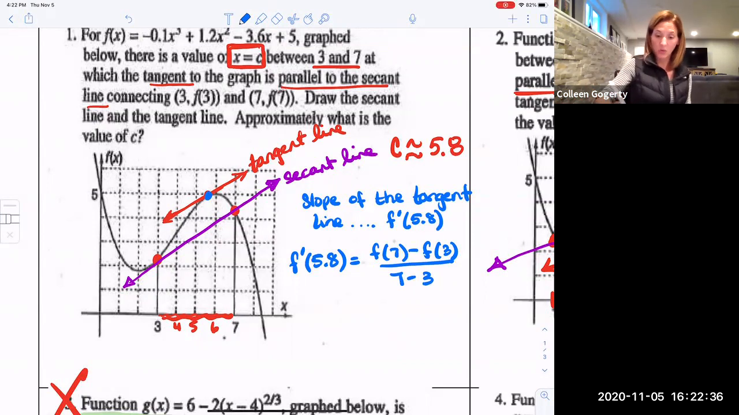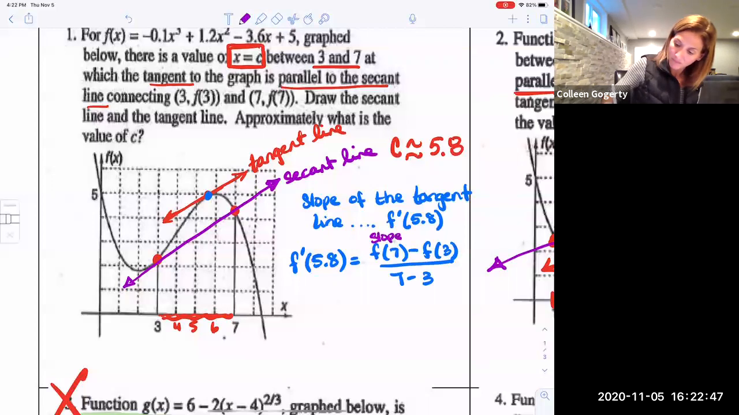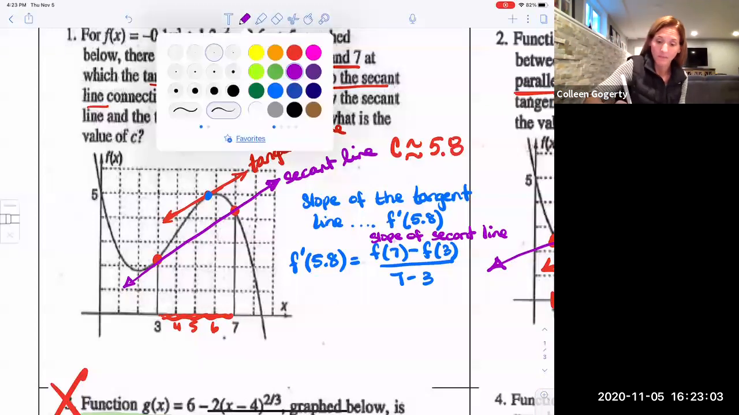Okay, so don't get sidetracked by this. This right here is the slope of the secant line. The slope of the secant line is the same, it's parallel to the derivative or the slope of the tangent line. So let's just estimate it. That's going to be the best bet that we can do.